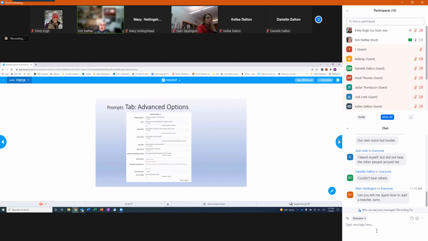Okay, prompts tab. In the prompts tab, you guys, this really is the advanced option. The prompts tab almost is the dashboard for the entire program for what you do with prompts. And so it's really important that you understand the advanced options feature, which a lot of teachers aren't even aware is there. Within advanced options, you can require your students to use a graphic organizer, and you can assign the one they have to use.